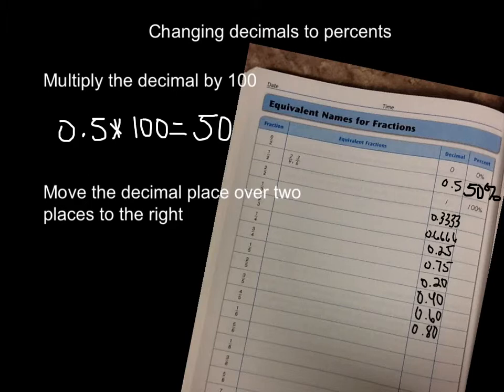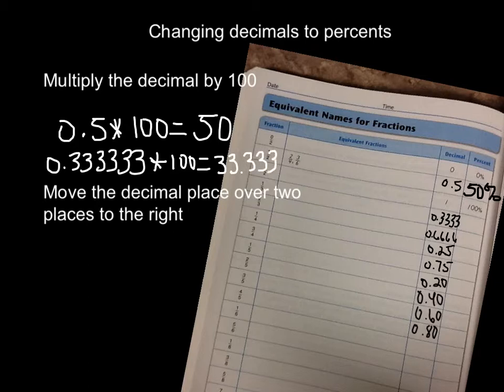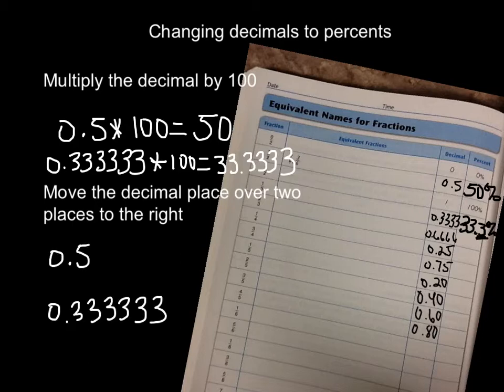Looking at my next one for 1/3, I see that my decimal is 0.333333. I would punch that in my calculator and then do the times sign 100, and I get equals 33.3333. When I write that over here, I can just write it 33.3% to the tenths place.